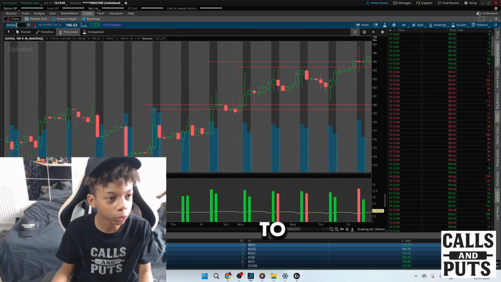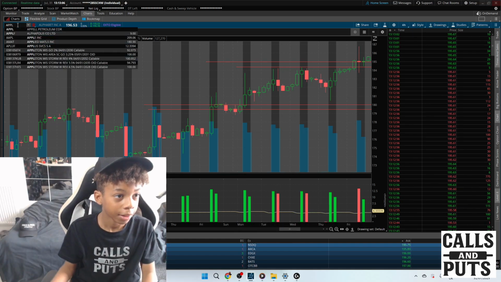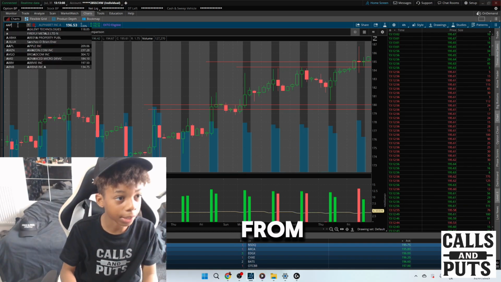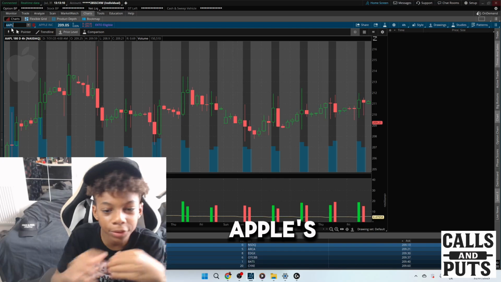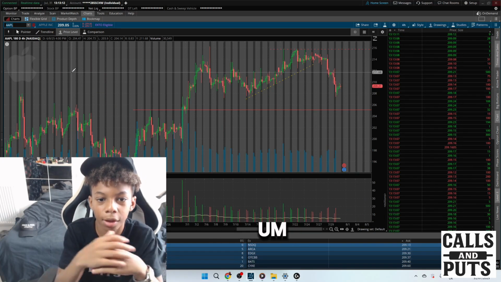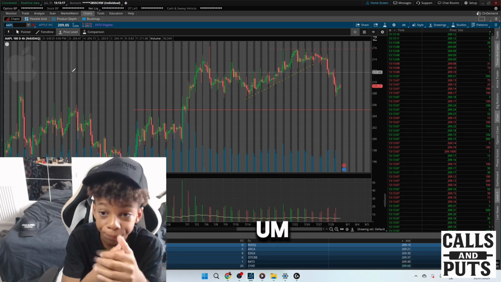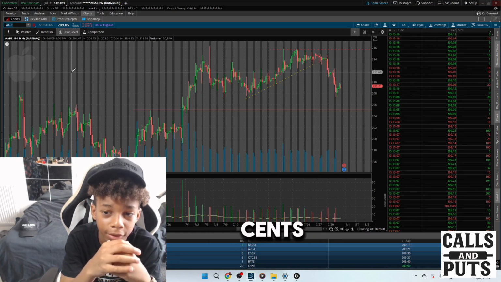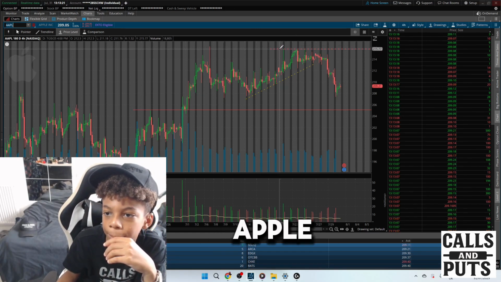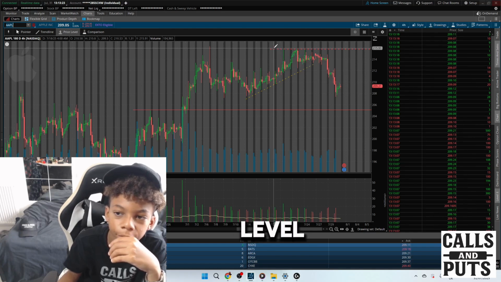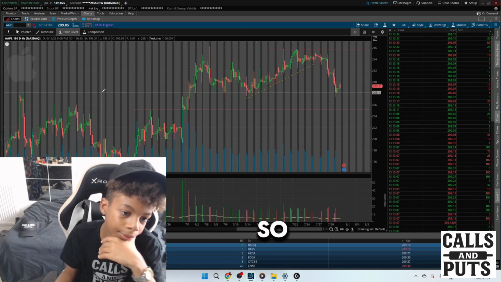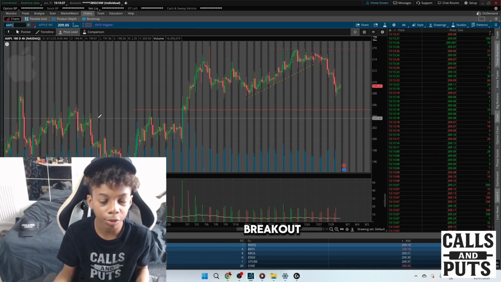So let's go to Apple. Let's see what I'm looking at from Apple. Apple's a little bit in the middle. It has strong breakouts, for example $2.50. So this is another move I'm looking for: Apple to the 215 level. It didn't actually hit, so that wasn't really a breakout.